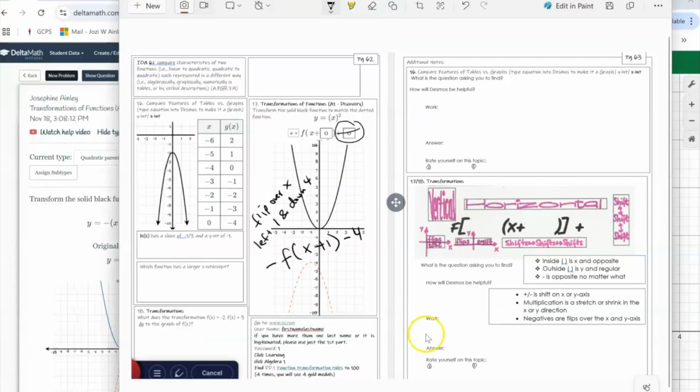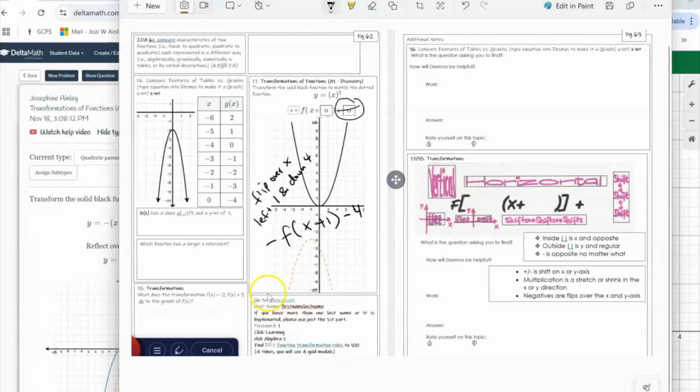All right, so what you're going to do now is log into ixl.com, follow these instructions, and I'll give you the last 3 digits for your username. When you get to the work, once you get in, make sure on the top right you see your name. You're going to click Learning, click Algebra 1, and find DD1, Function Transformation Rules. You're going to do it to 100 4 times. You're going to see 4 gold medals when you do this. Now, on the 4th time, please do not use your notes. So this is just, do you know the rules? That way you can come and answer this question.